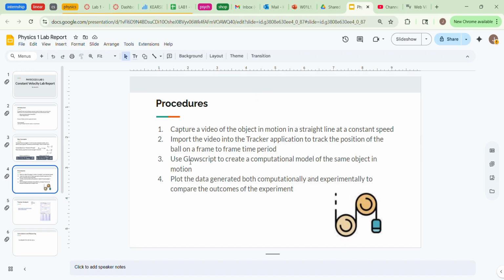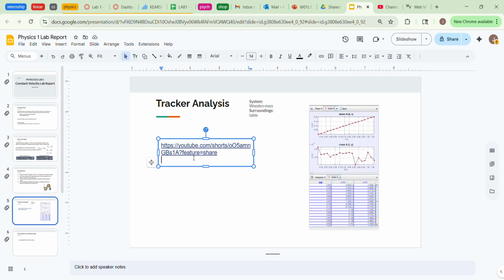Okay, and in this lab, we will capture a video of the object in motion at constant speed, import the video into Tracker so we can track the position of the ball frame to frame, and then use GlowScript to build a theoretical or computational model, and then plot the data both experimentally and computationally to compare how it looks. So this is my Tracker analysis.